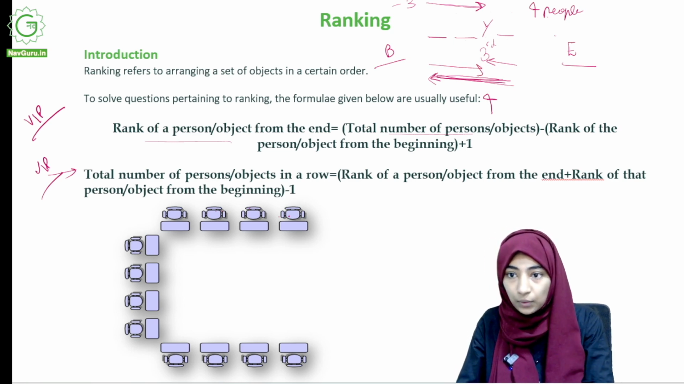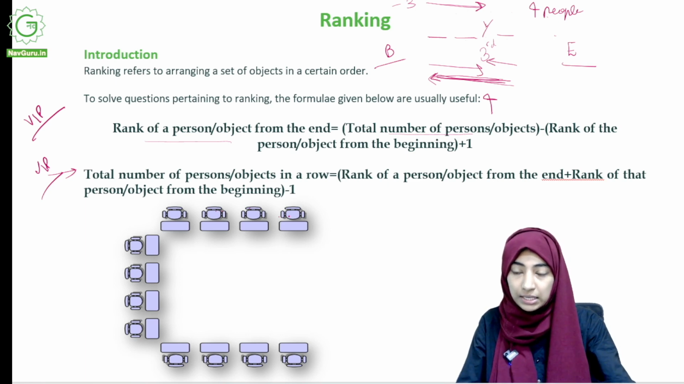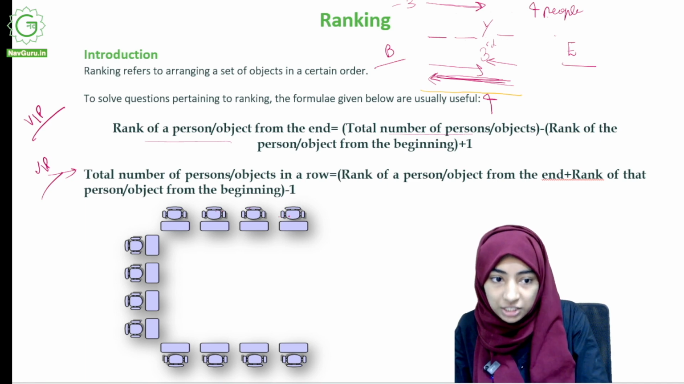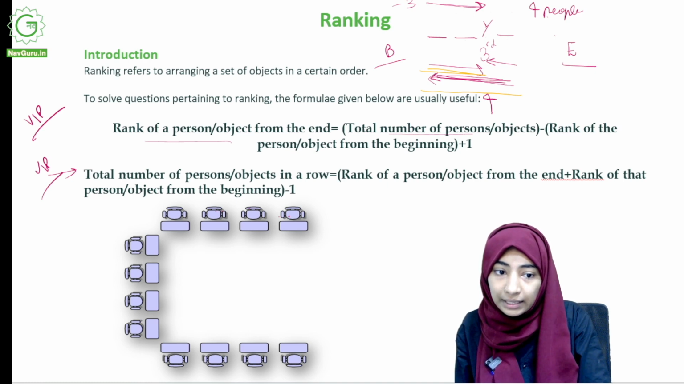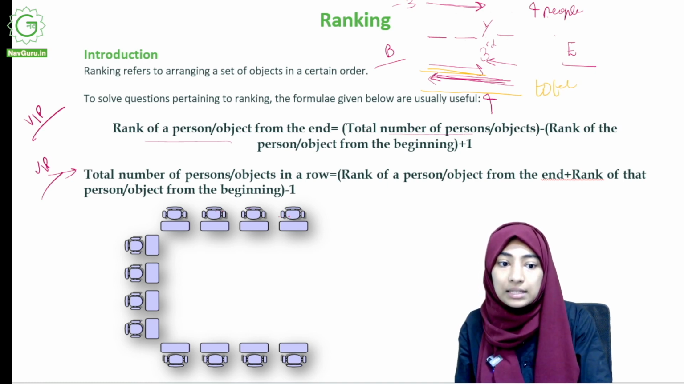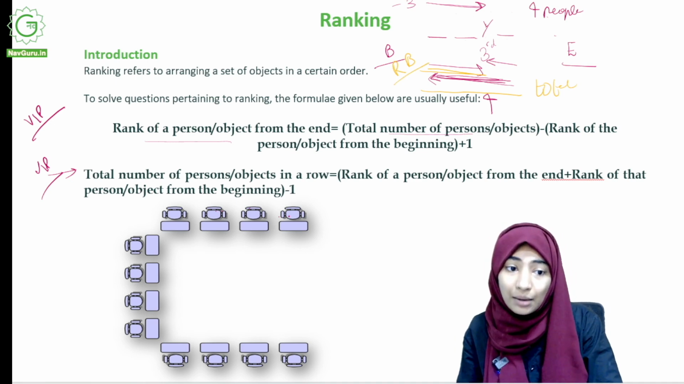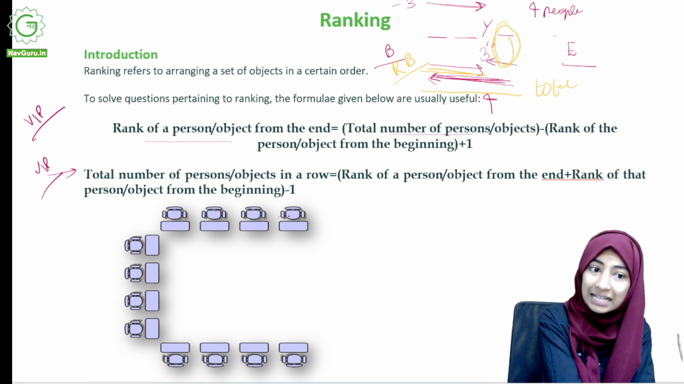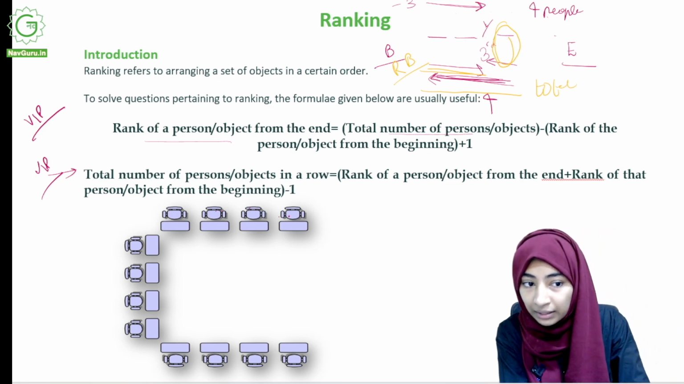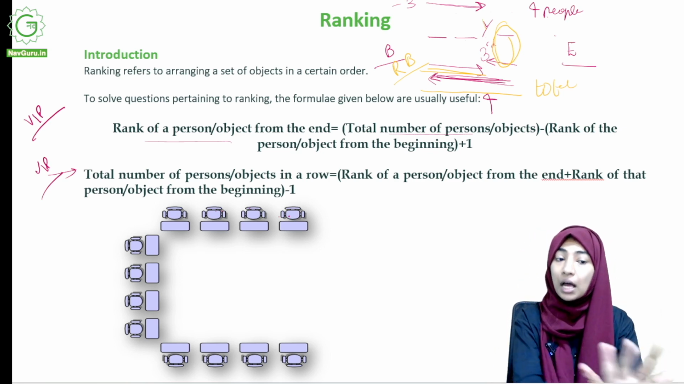I'll change the pen to make the explanation easy. So from this overall area that you have, when you subtract this part, this is the rank from the beginning, this is the total, and this is the rank from the beginning. RB can be the rank from the beginning. So when you subtract the rank from the beginning, you end up getting just the part in the end that comes after this person. That is what is left.